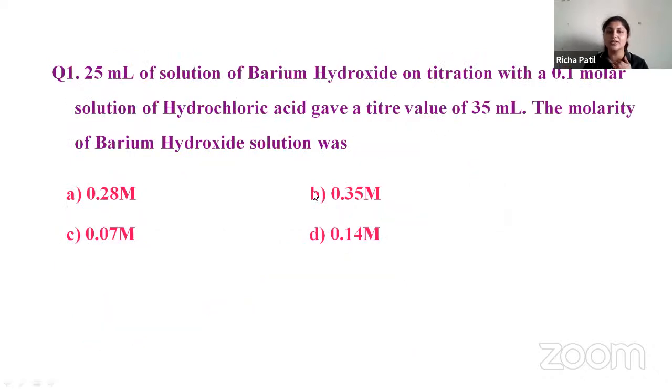So we'll solve a question based on this. We have seen different formulas, so now we'll see some questions. 25 ml of solution of barium hydroxide on titration with 0.1 molar solution of hydrochloric acid gave a titer value of 35 ml. The molarity of barium hydroxide solution was? How do you find this? Yes, try solving it.